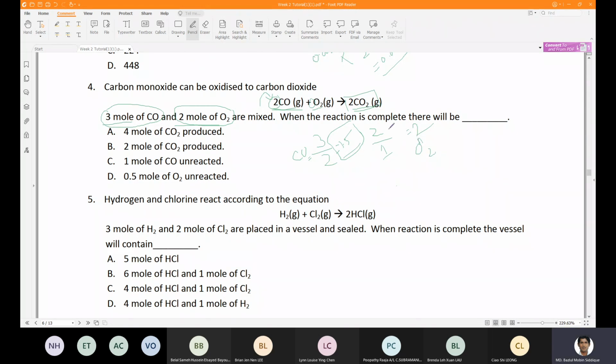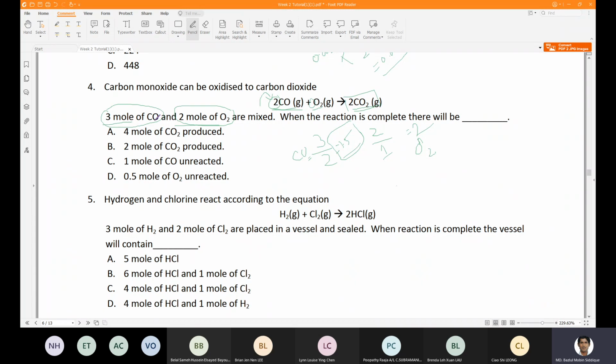So carbon monoxide is 1.5 and oxygen is 2, the ratio of the mole to coefficient. So carbon monoxide will finish up faster. And if it finishes faster, that means there will be no carbon monoxide left in the reaction mixture, because this is the limiting reactant, right? Limiting reactant means all of it, all 3 moles of the carbon monoxide, will be finished, right?